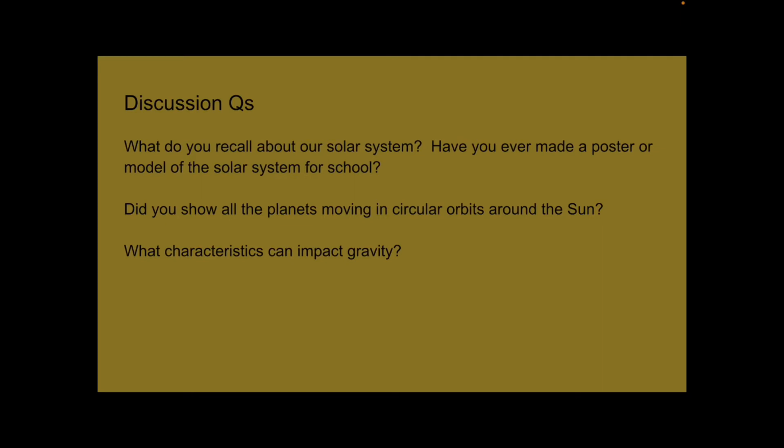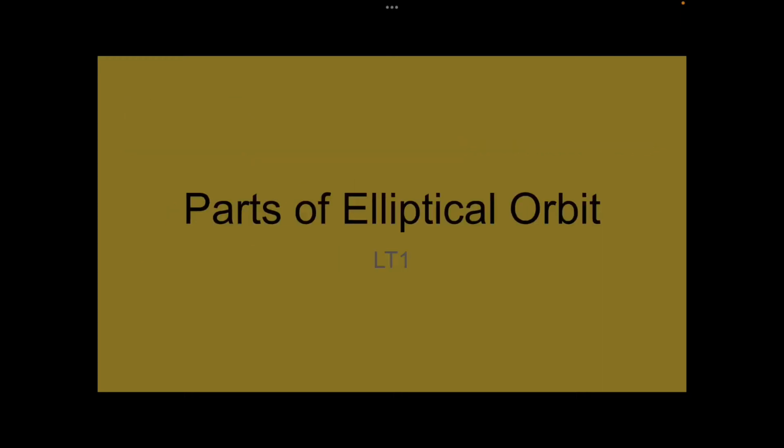It didn't always used to be that way. Up until the 1600s, we thought that the Earth was at the center, but now we know the sun is at the center. Did you show all the planets moving in circular orbits around the sun? In our first Explorer, you showed that maybe everything's not perfectly circular. It might be really close, but it's not perfectly circular. And finally, what characteristics can impact gravity? That's going to be a key question for us.